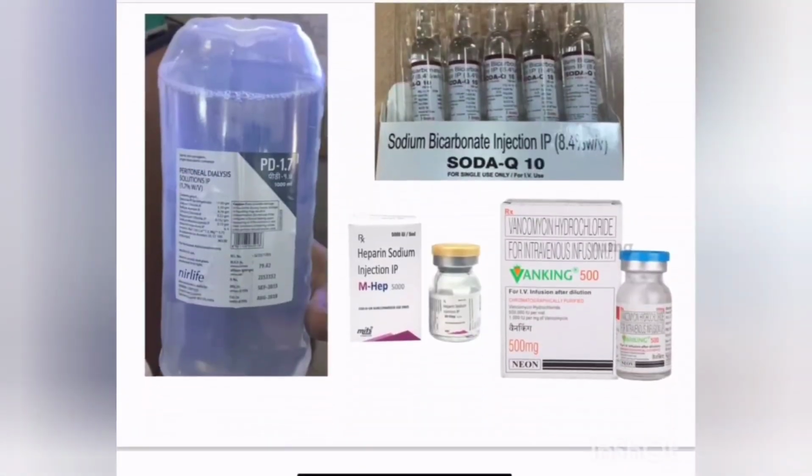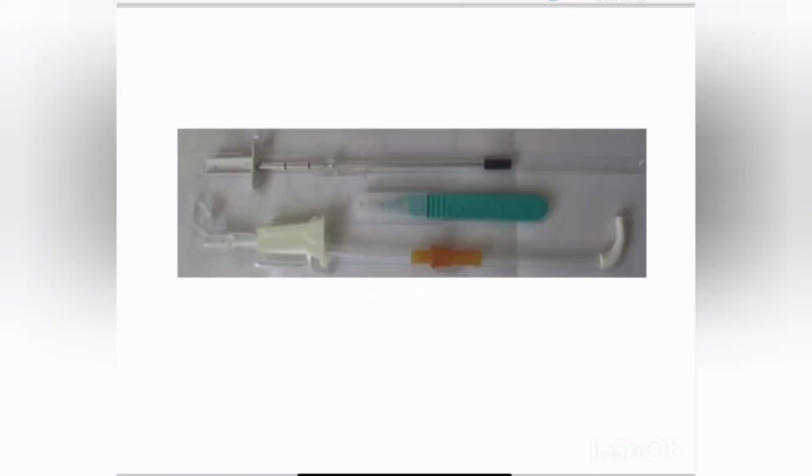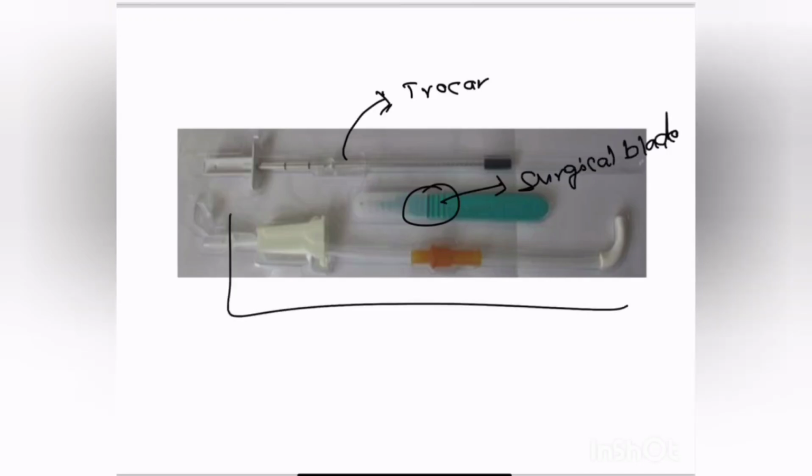Along with this, the major one is PD fluid, that is 1.7%, and we need soda bicarbonate injections 8.4%, and we need heparin, and we need vancomycin. This is the PD catheter. In the pediatric age group, we have the trocar, and this is the surgical blade, and this is the PD catheter.